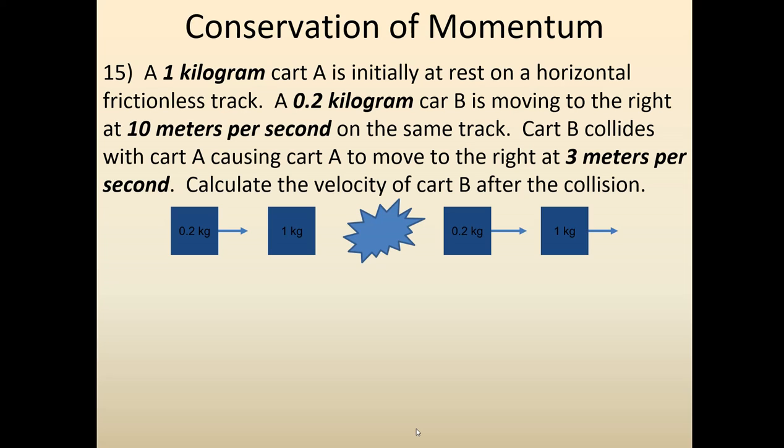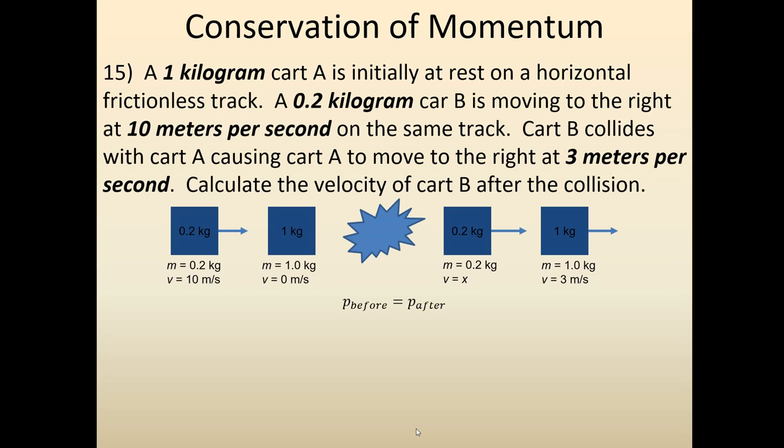And this time they tell us that cart B actually does end up moving after the collision. Now, they don't explain what direction it goes, but that doesn't matter. We're just going to say it goes to the right, have all the arrows to the right, just to make our lives easier. Once again, I'm going to record their masses and velocities, still 0.2 and 10, 1 and 0, 0.2 and x, and then 1 and 3. So these are their masses and velocities.